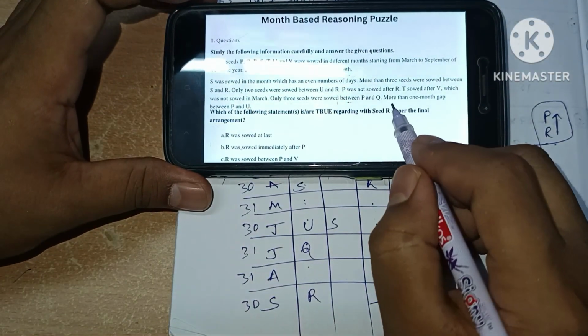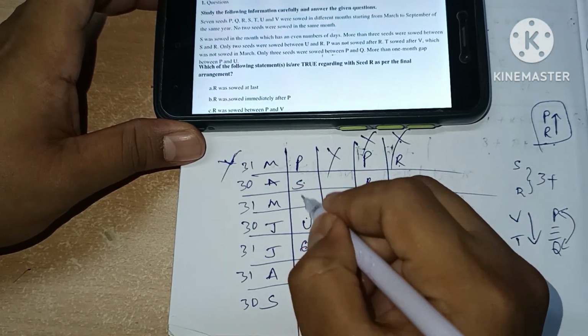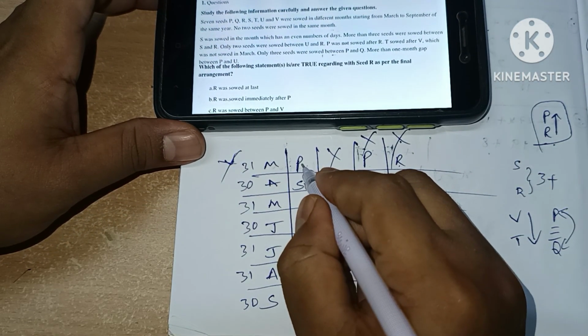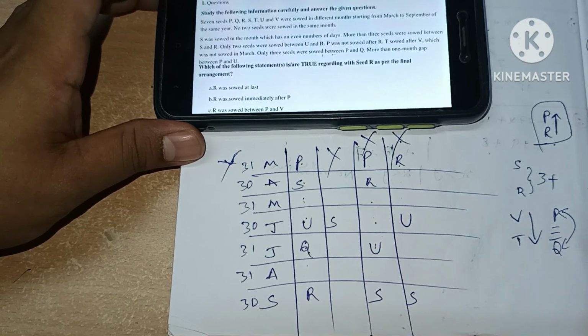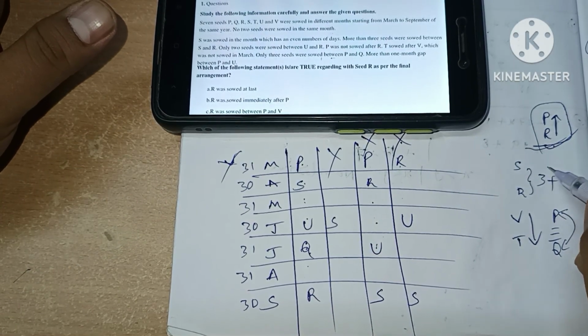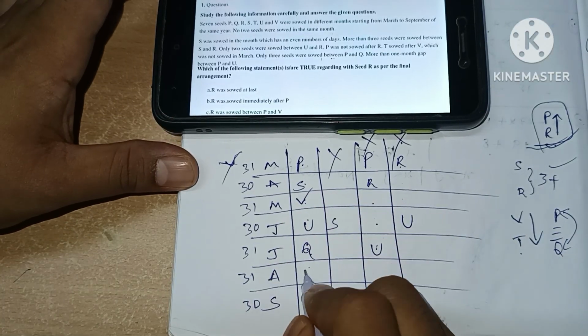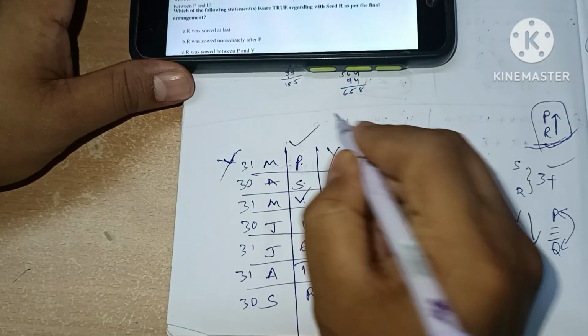Okay, next one. More than 1 month gap between P and U. Here we have a 2 month gap. So this is the place for P and this is the place for Q. We got this one completed. This one is also completed. V below 1 is T. So this is the place for V and this is the place for T. So we got our solution.